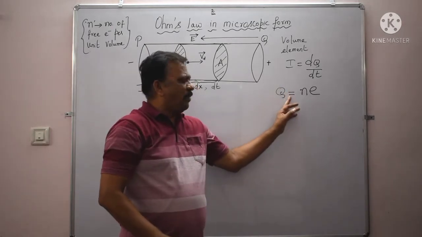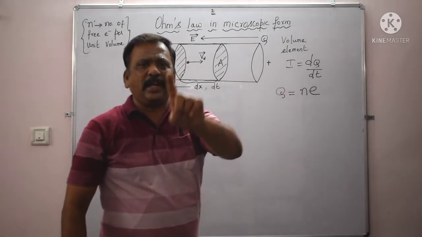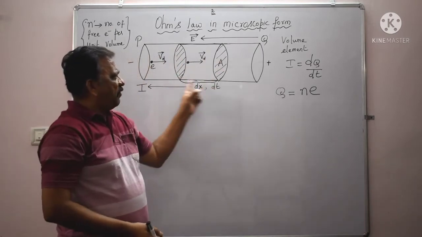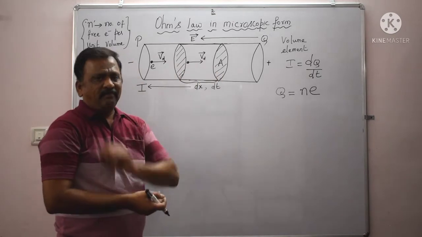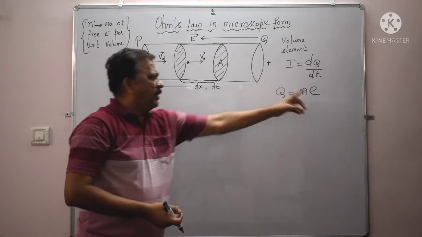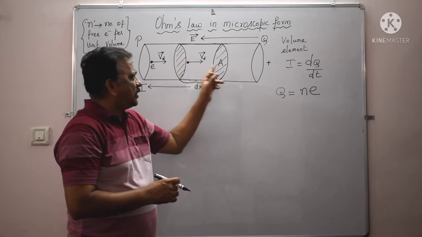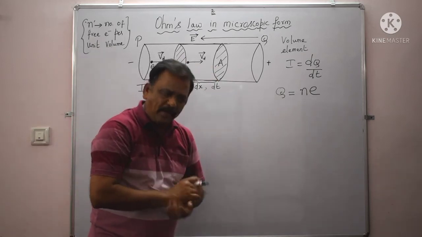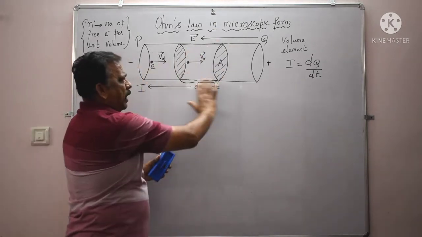So charge is always equal to number of electrons multiplied by charge carried by an electron. So step 1: find the number of electrons that are going to cross this volume element. Step 2: multiply that result with e, so that I will end up with the quantity of charge that crosses the volume element in a time interval dt. Okay, right. So we shall first find the number of electrons in the volume element.